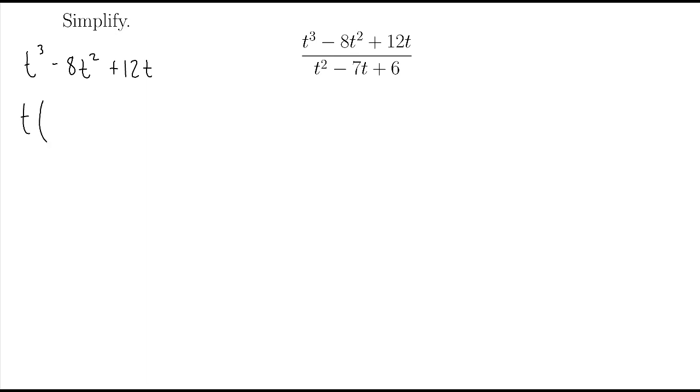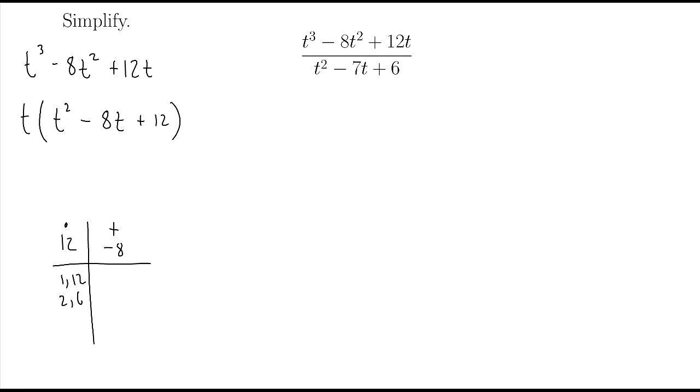first. I'm going to divide t out of t cubed and get t squared. Divide t out of negative 8t squared and get negative 8t. Divide t out of 12t and get 12. Okay, now I'm going to try to find two numbers that multiply together to be 12 but add together to be negative 8. Okay, numbers that multiply together to be 12 would be 1 and 12, 2 and 6, 3 and 4. If I add those each together, none of them quite add up to be negative 8.